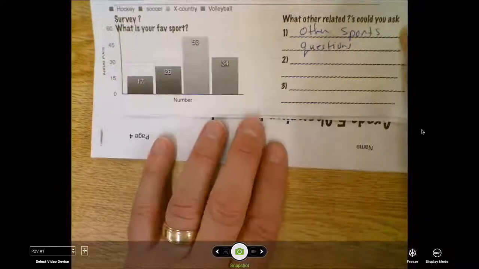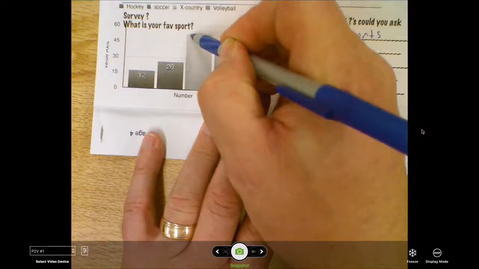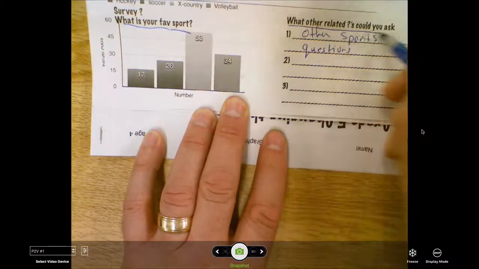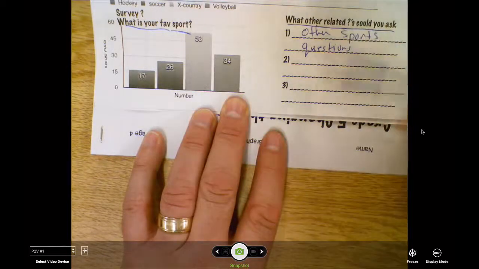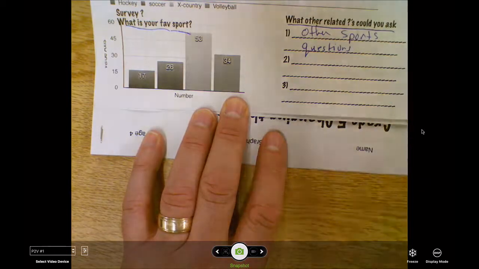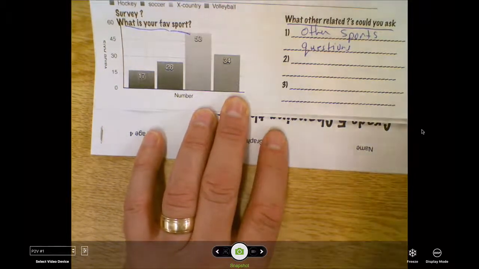Okay, if we look at this graph, this is a survey about favorite sports. There could be a question on what other related questions you could ask. Now, because this is all sports questions, then other sports questions would make sense. What's your least favorite sport? What sport do you play rep in, or something like that? Those are examples of questions you could use for that. Let's go to page 2.